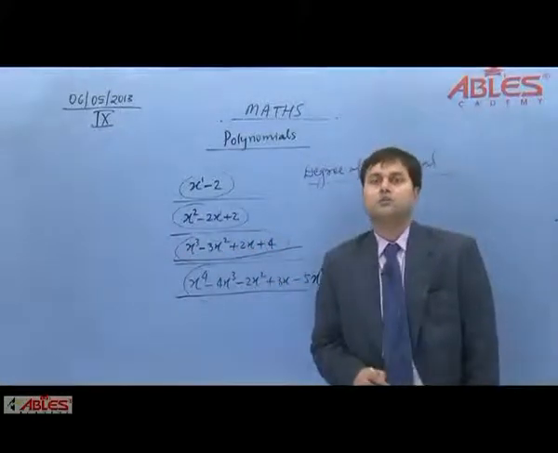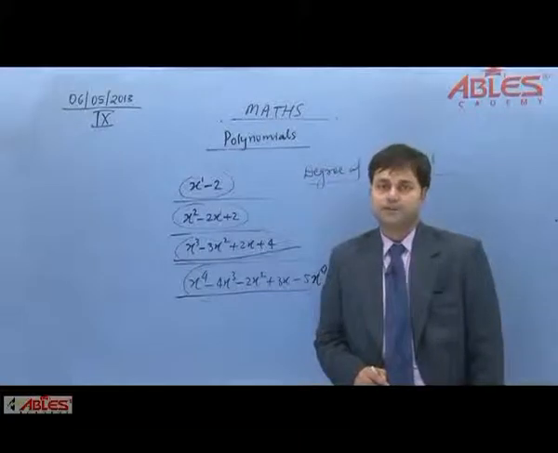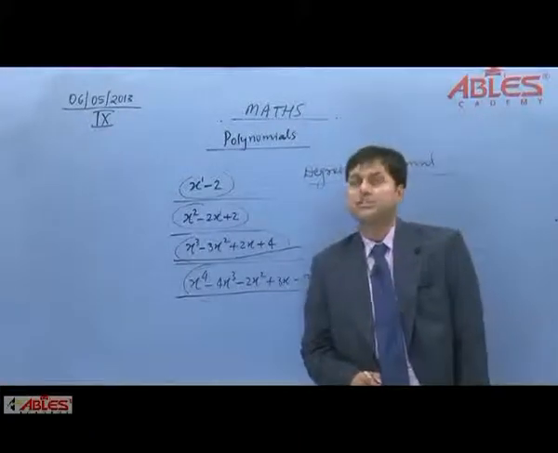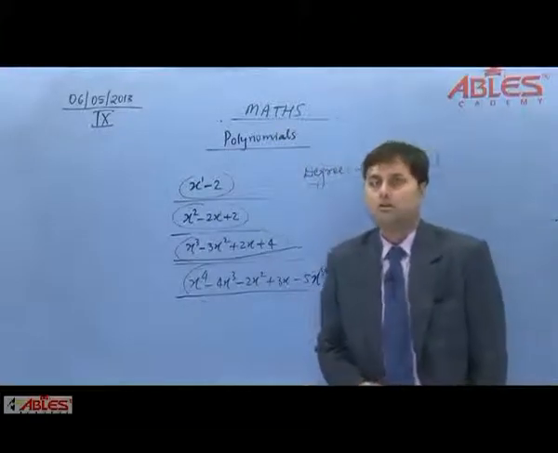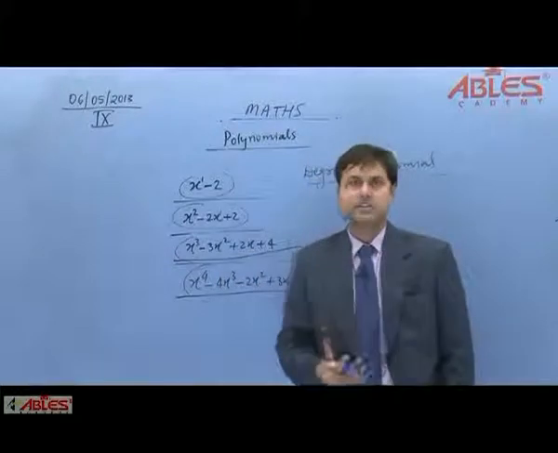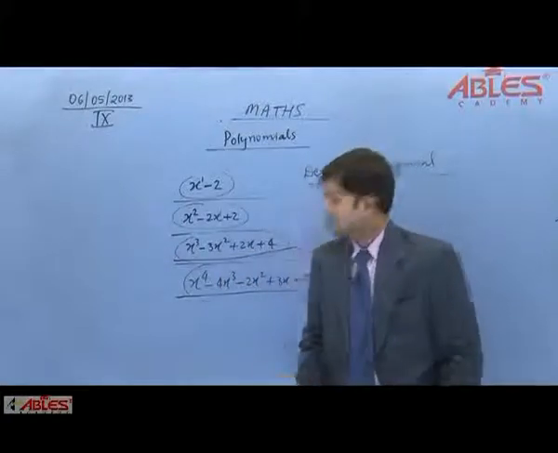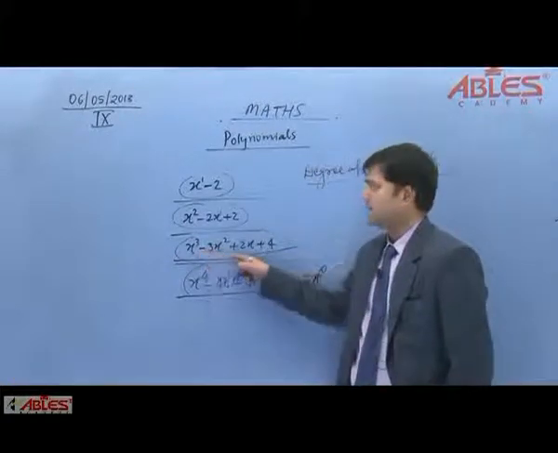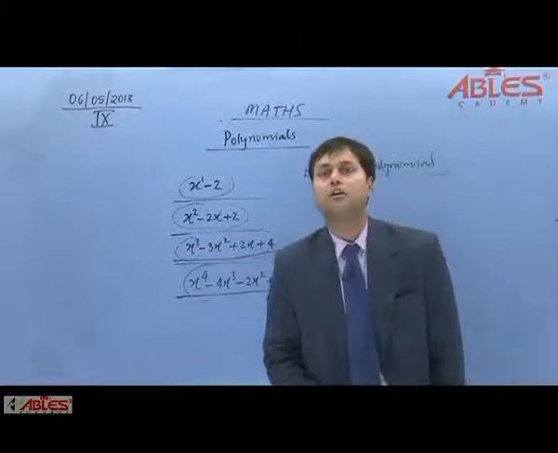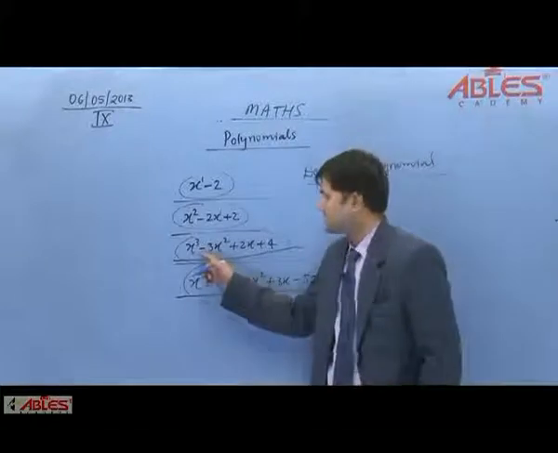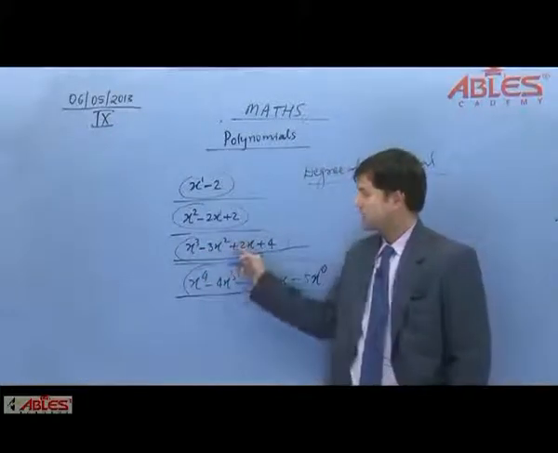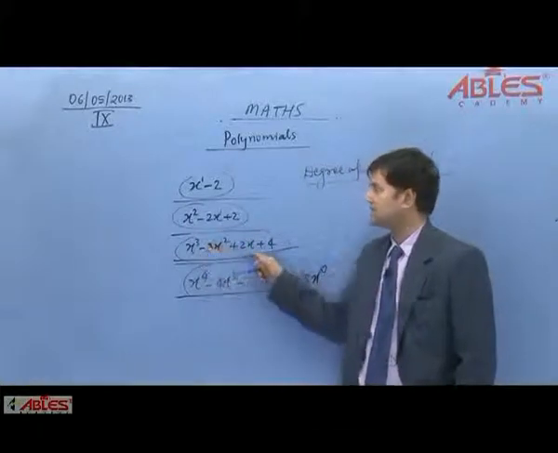Yes students. What is the highest power in this case? 3. Fine. I am getting responses from many centers. All centers, if you are getting the answer to whatever I am asking here, you should message your answer. Okay. So in this case we are getting the highest power as 3. So we are calling this the degree of the polynomial, and the degree of a polynomial is the highest power available in the given polynomial. So in this case the highest power is 3.